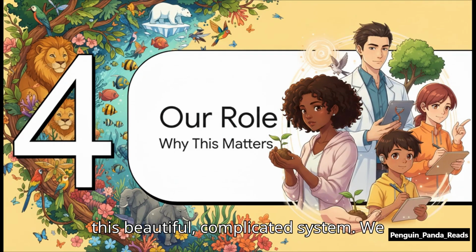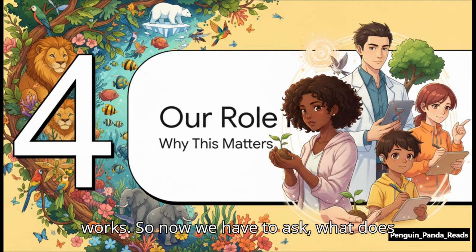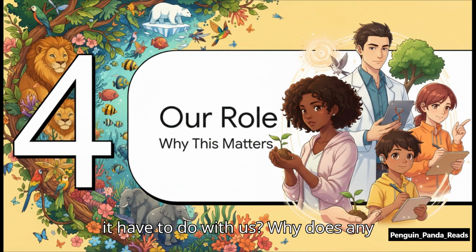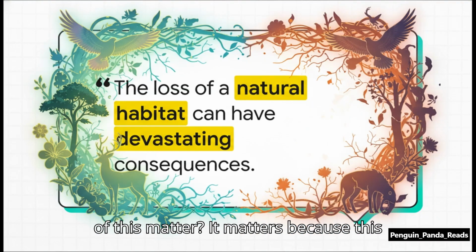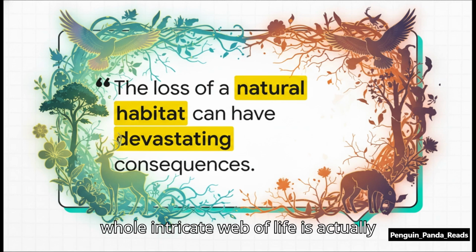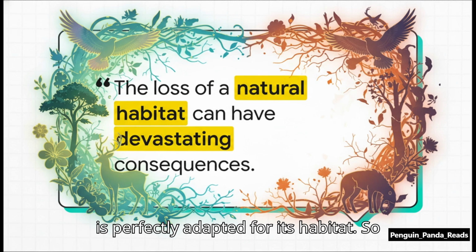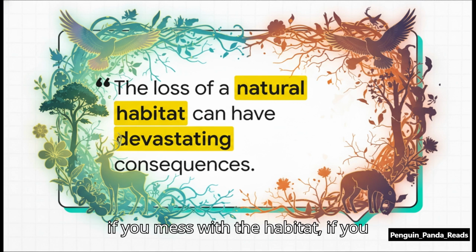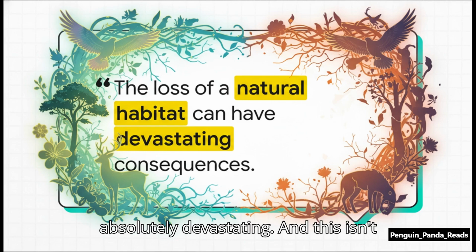We've seen this beautiful, complicated system. We understand a little more about how it works. So now we have to ask, what does it have to do with us? Why does any of this matter? It matters because this whole intricate web of life is actually pretty fragile. Each one of those species is perfectly adapted for its habitat. So if you mess with the habitat, if you damage or destroy it, the results can be absolutely devastating.